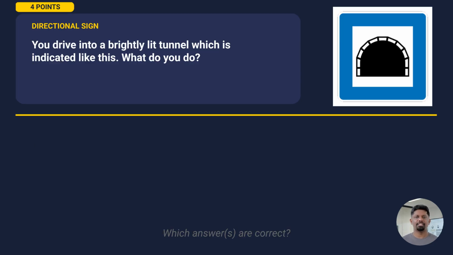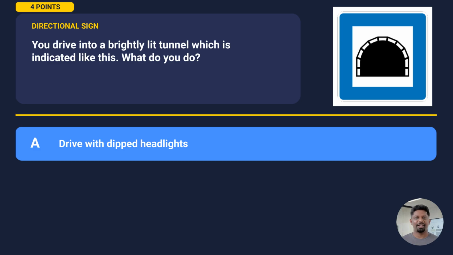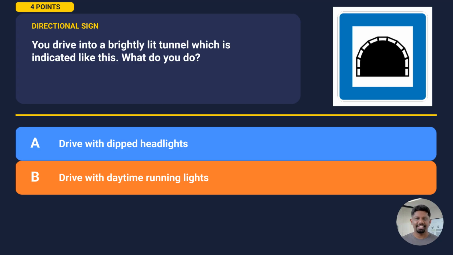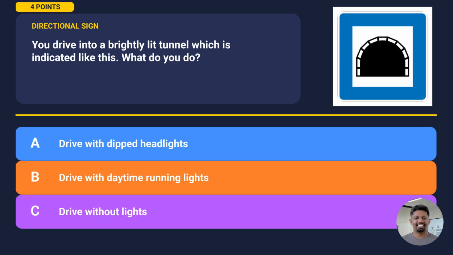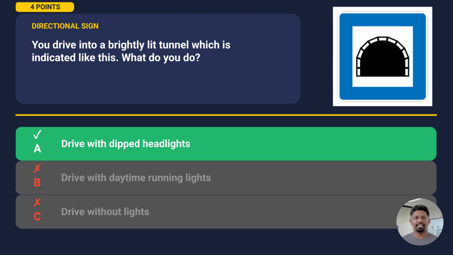Let's jump right in with the next question. You drive into a brightly lit tunnel, which is indicated like this. What do you do? Take a moment to look at the options. Option A, drive with dipped headlights. Option B, drive with daytime running lights. Option C, drive without lights. Go ahead and pause the video to think about your answer. Resume when you're ready. The correct answer is A.